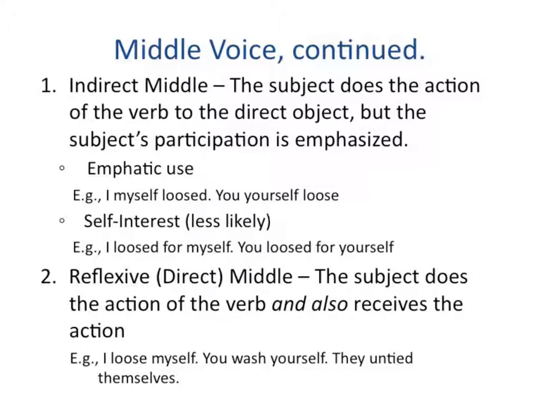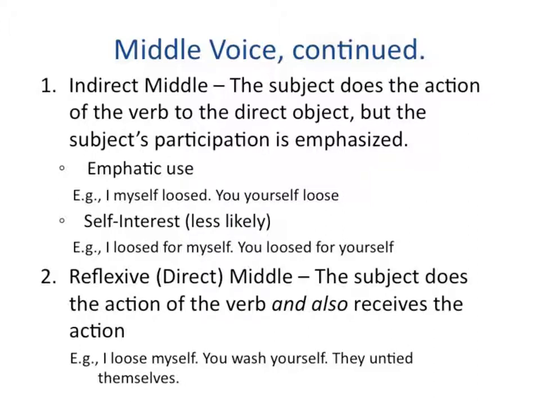So this is the second major category. The subject does the action of the verb and also receives the action of the verb. So whereas the indirect middle was just talking about how the original subject was part of the action or how it related to that person, here in the reflexive use, the actual action is being done back to the original subject by the subject. So that's why it's reflexive. So you have something like, I loose myself, or you wash yourself, or they untied themselves. Those are the nuances of the reflexive direct middle.